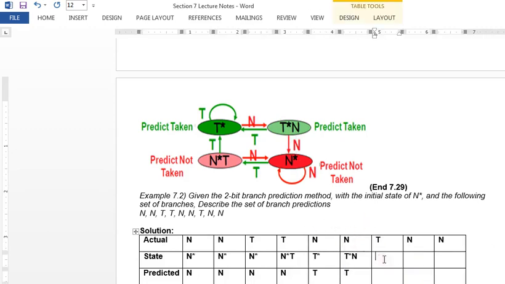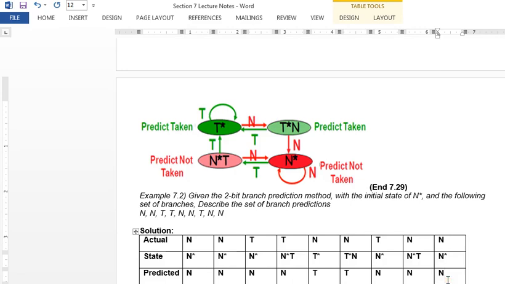Yeah. So now where are we at? Not N star. What are we going to predict? Not taken. Were we right? No. So where are we at now? So what are we going to predict? Not taken. Were we right? Yes. So what does that mean? Yeah, N star. And then predict not taken. We could go on forever.